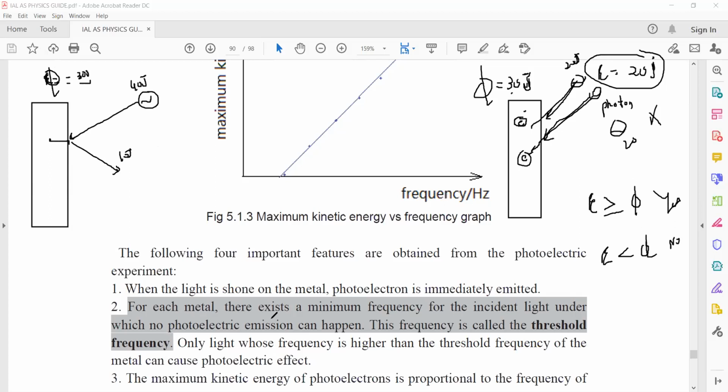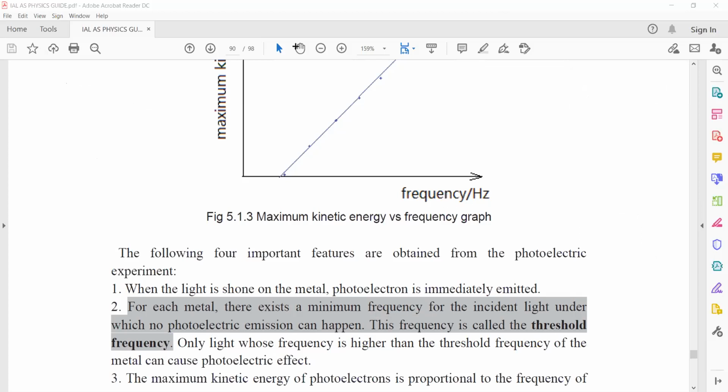For each metal, there exists a minimum frequency, and below this, no photoelectric effect will take place, and that is called the threshold frequency. What does it mean? I just explained that the energy of a photon depends on the frequency of the photon. You have the formula energy equals hf. So if I increase the frequency, I will increase the energy. So there is a minimum frequency which can cause a photoelectric effect.